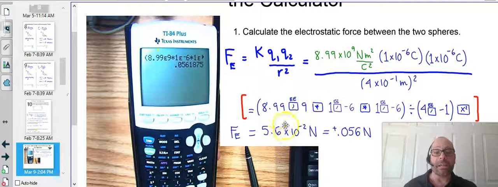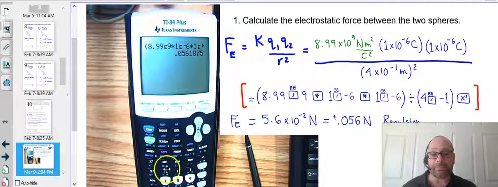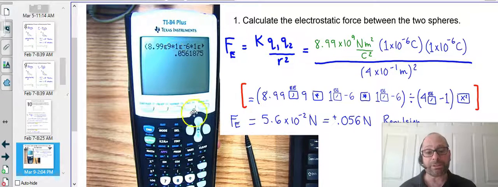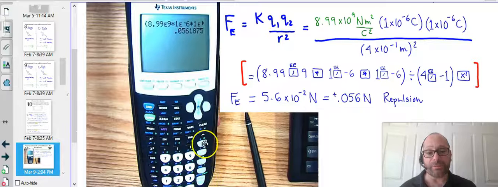So here it is. 8.99, second function, comma, there's your comma right here. That gives you your capital E. That means times 10 to the, and then you put your 9 for 9th power. And then you put the asterisk, which is your multiplication button found over here with all your addition, subtraction, multiplication, division symbols. So you pick that. And then you have 1 E, so it's second comma, times 10 to the negative 6.